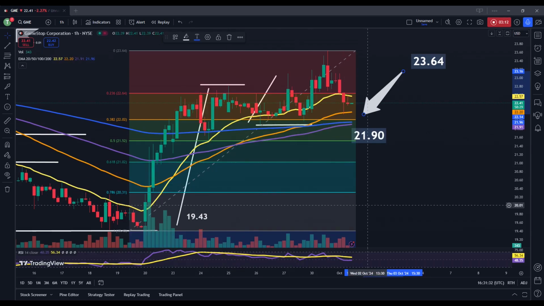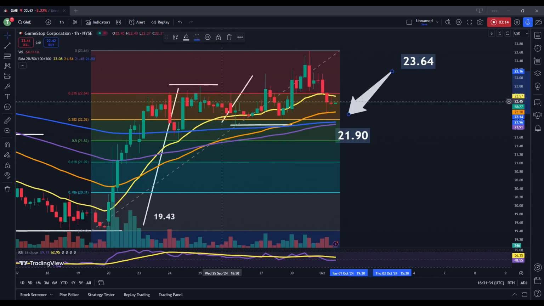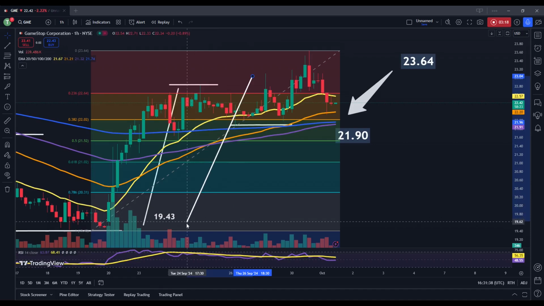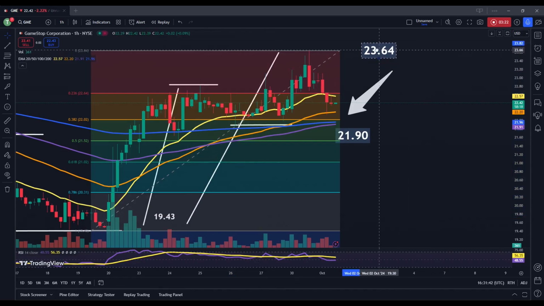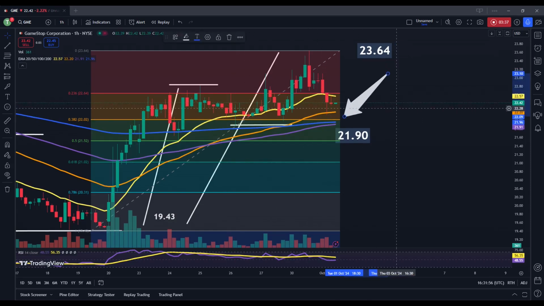If we're looking at this major price move from 19.43, which would be these near-term lows, to this recent price high coming in at 23.64, and we look at the 38.2% Fibonacci retracement of this price move, we can see that it currently comes in just above $22 per share. Right around 22.02, we can see that this orange zone ends here.